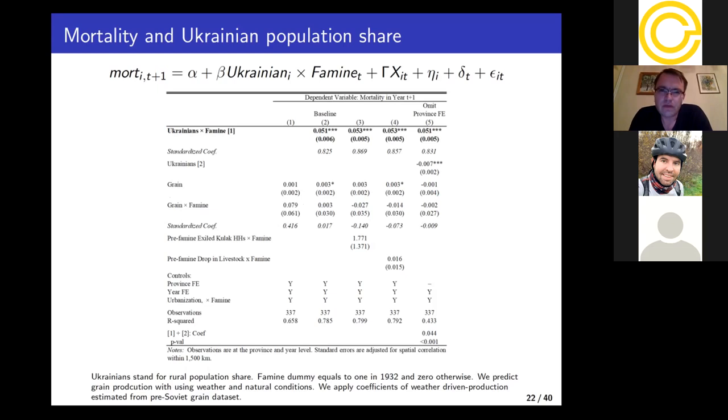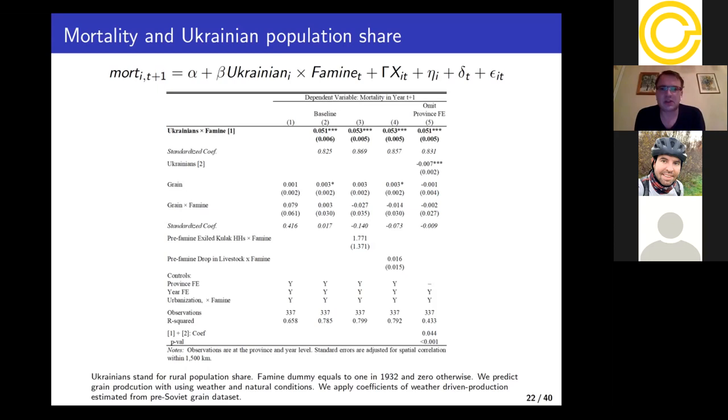In the third and fourth specifications, we add controls for dekulakization policy and a huge drop in livestock, which happened as a result of collectivization. So livestock was the major capital. You might argue this changed the production function, so it's important to control for this factor. Also, kulaks were the most productive peasants, so this is another potential source of changes in the production function. So we control for them. Given that neither exiled kulaks nor the drop in livestock vary over time, we interact these variables with famine.